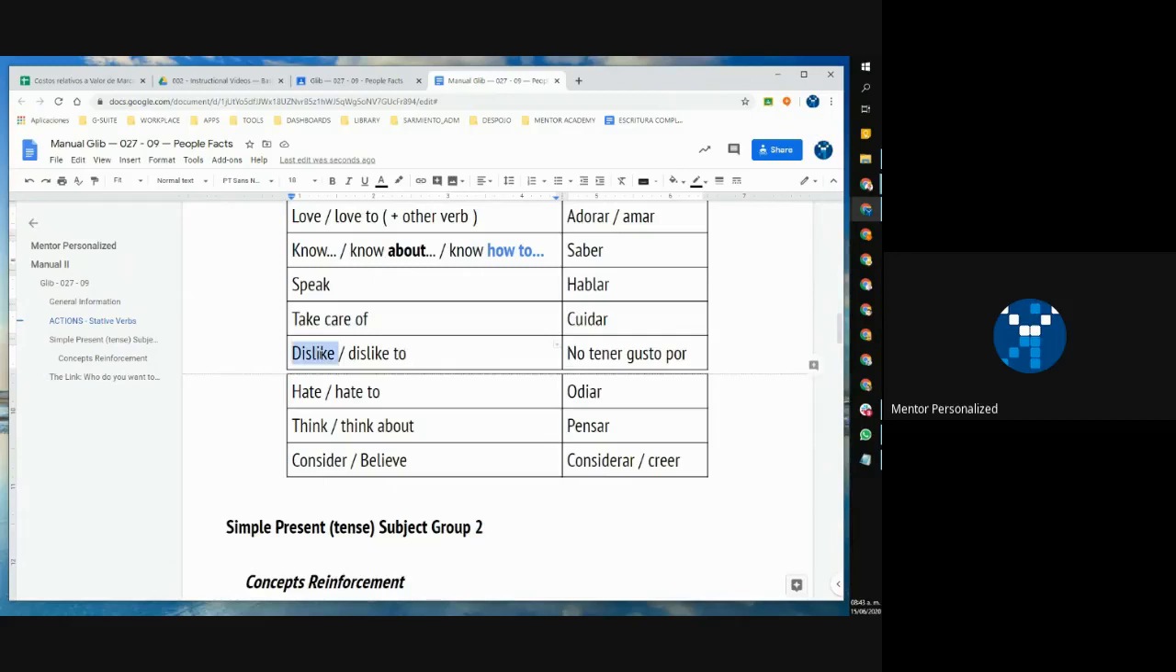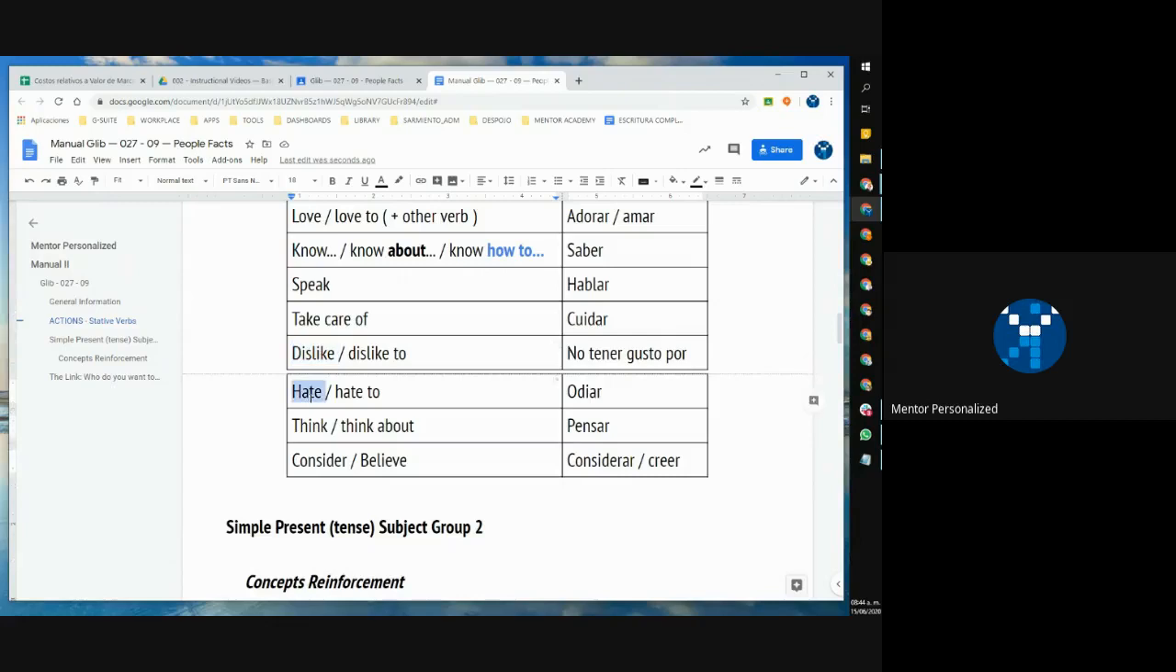Very good. Then we have dislike, dislike to. What drink do you dislike? ¿Qué bebida? What drink do you dislike? I dislike the beer. Repeat. I dislike the beer.